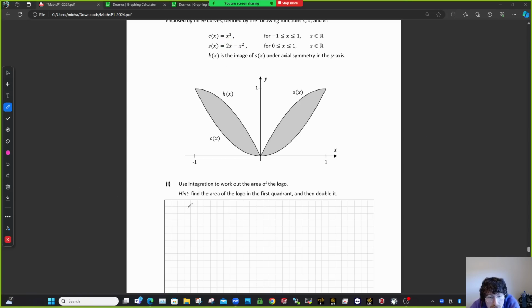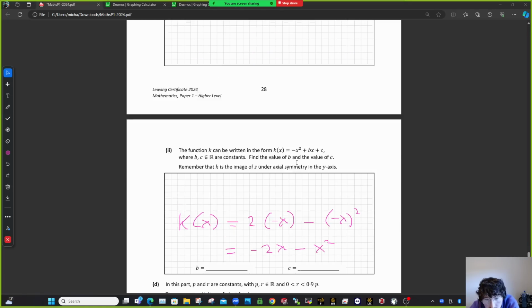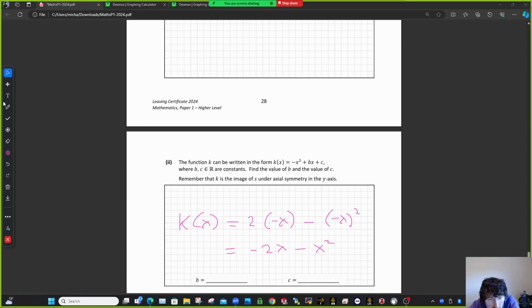So k of x is literally s of x, where I just go and isolate all the x's and put minuses in front of them. Minus x minus x squared. And then I'm going to tidy it up, and it gives minus 2x minus x squared. And so when we scroll down here to give it in the format that they want, that's k of x there. So it has no c, there is no constant. So c is 0. A is minus 1 as it is, and then b is minus 2.